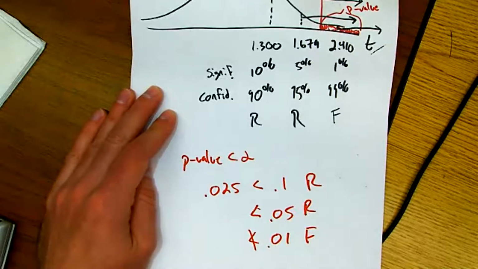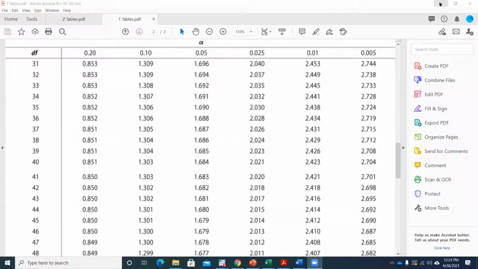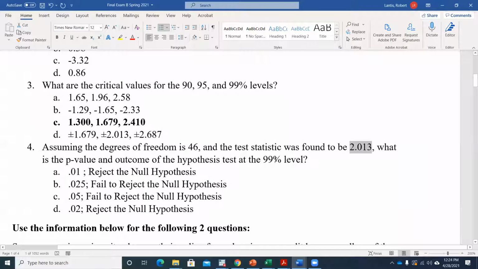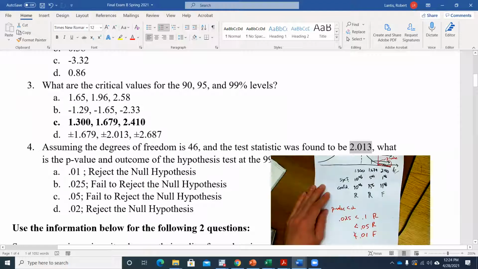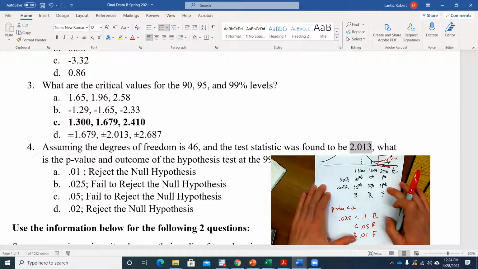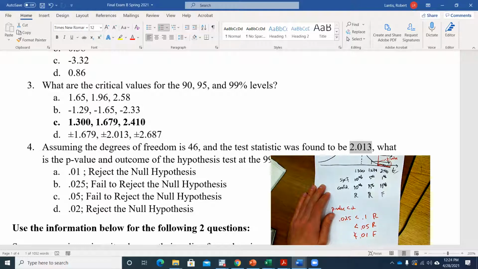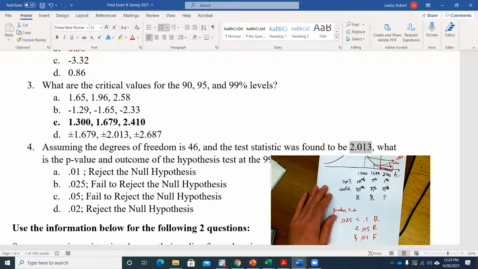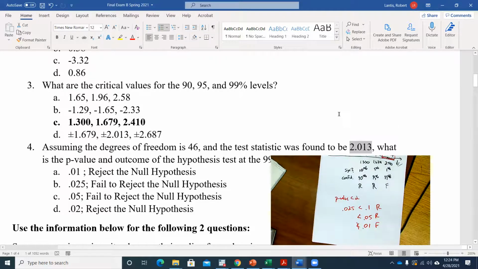Any questions on that? So it should be 0.025, and I forget what level we were testing at. The 99% level. All right, so the 99% level corresponds with the alpha of 0.01, so we fail to reject at that level. Okay. Any questions on this?